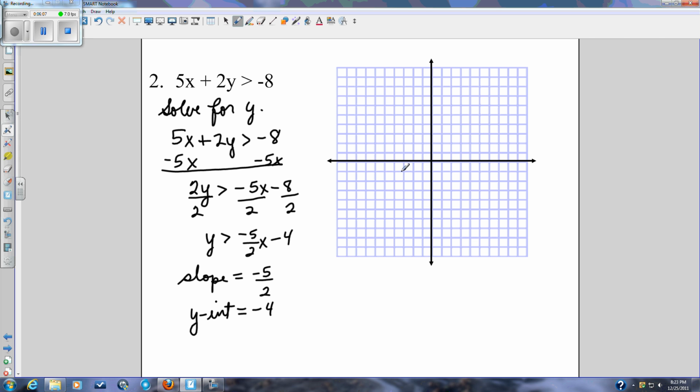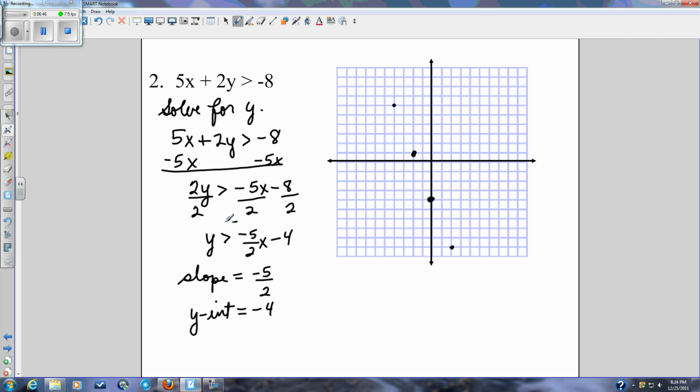So let's go ahead and graph that line. So we start with the y-intercept of negative 4. 1, 2, 3, 4 is where we go down on the y-axis. And then we have to go down 5 and to the right 2. So 1, 2, 3, 4, 5, and to the right 2. Now you can also do just the opposite. You could go up 5 and to the left 2. So let's do that as well. We can go 1, 2, 3, 4, 5 up and to the left 2. 1, 2, 3, 4, 5 up to the left 2, and you can of course continue that.